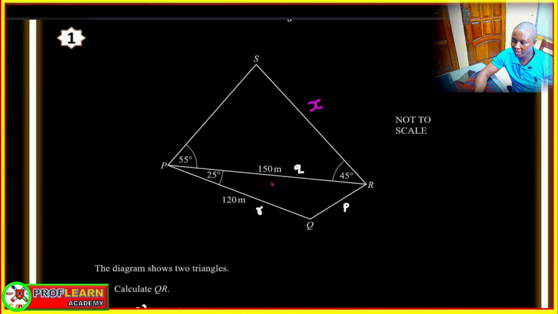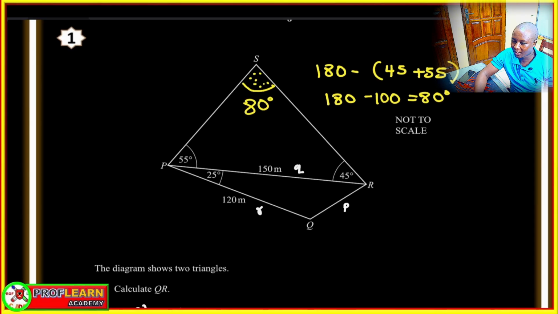Once we have identified that, we are also going to find SR. At this point, you can see we are given 45 degrees and 55 degrees. Then we can find what this angle is. We can use the fact that angles in a triangle add up to 180. So this angle is going to be 180 minus (55 plus 45), and that's going to translate to 80 degrees. So this angle here is 80.